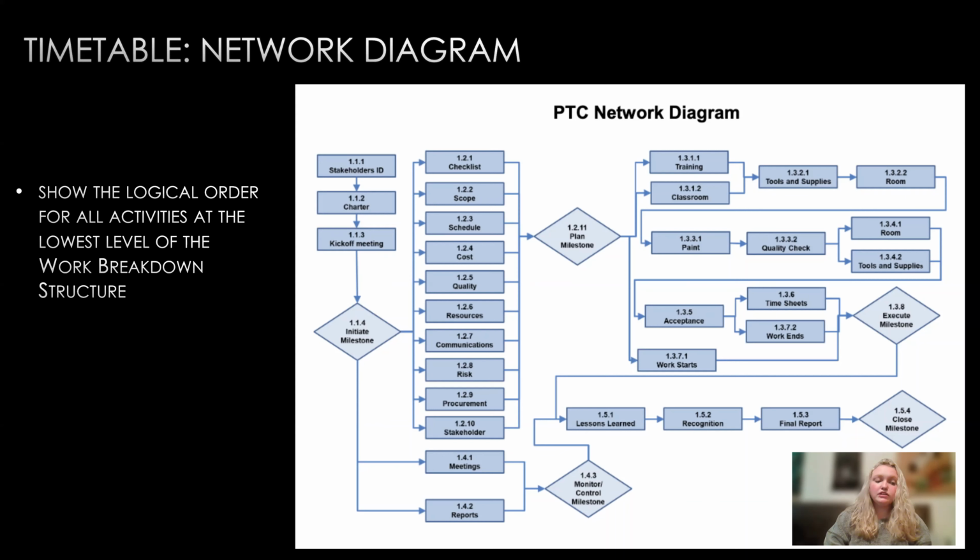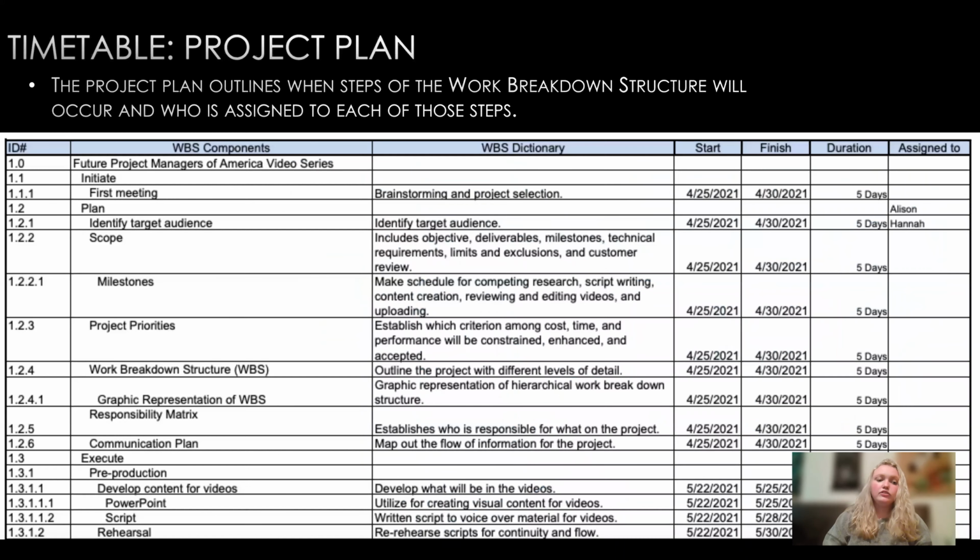A diagram like this could be created in Microsoft Word or a similar program. The project plan is also built from the work breakdown structure. In order to create it, simply add columns to the WBS. The columns will be titled Start, Finish, Duration, and Assigned to, as shown in the example here. The project plan outlines when steps of the work breakdown structure will occur and who is assigned to each of those steps. When assigning individuals to each step, refer back to the responsibility matrix that was discussed in episode 1.